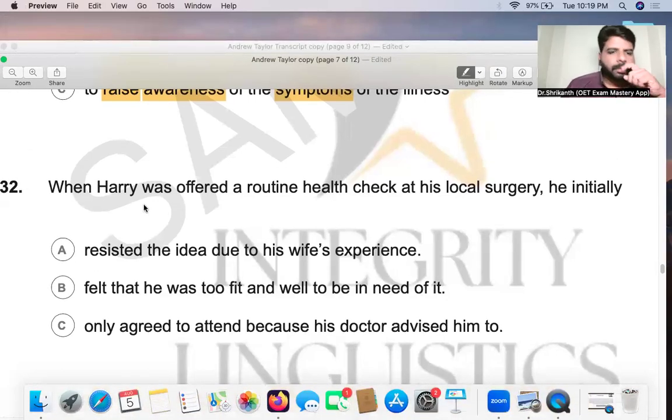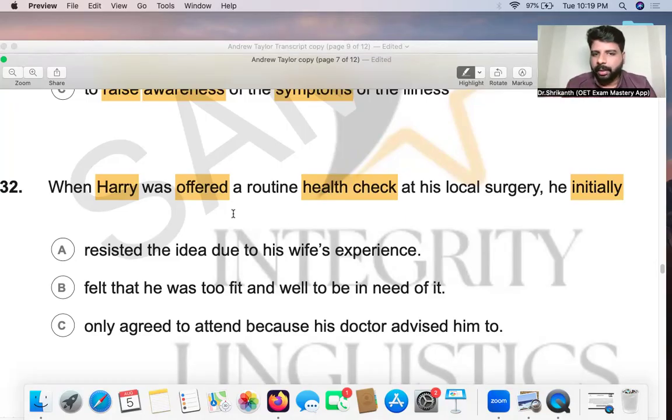Okay, good. When Harry was offered a routine health check, the patient over here is Harry. So what was the patient offered? He was offered a routine, that is a regular routine health check, at the local surgery. He initially got an offer. See over here, it is just an offer. Each and every word is important. The checkup has not yet begun, the checkup has not even started. The medical staff is just offering, we are willing to give you a health check.